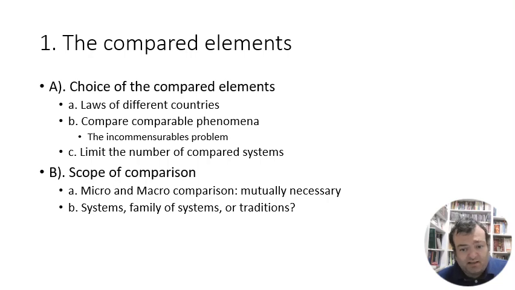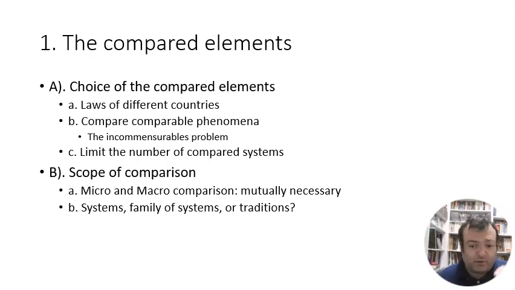So after choosing the elements, we must also think about the scope of comparison. Will it be a micro comparison or a macro comparison? As we saw, structural studies usually go toward macro, while functionalism goes toward micro. And then we have to decide, are we comparing systems, the Lebanese system versus the Australian system, or families of systems, or even traditions.